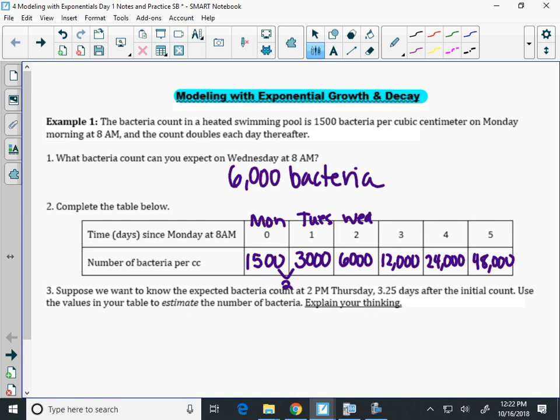So again, we all know bacteria is microscopic, but there's 6,000 bacteria in something that big. Times a lot for a big swimming pool. I know, it's gross. I didn't say this is the fun problem. This is the gross problem.